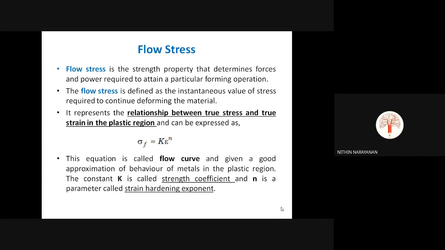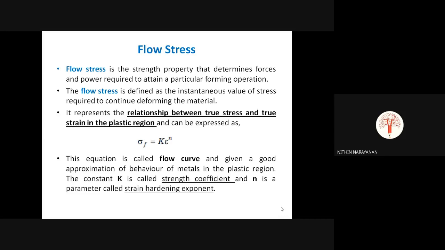Okay. So that was just an introduction. The first point to study in today's topic is flow stress. So what is flow stress? You might get a question on what flow stress is. Flow stress is the strength property that determines the forces and power required to attain a particular forming operation.